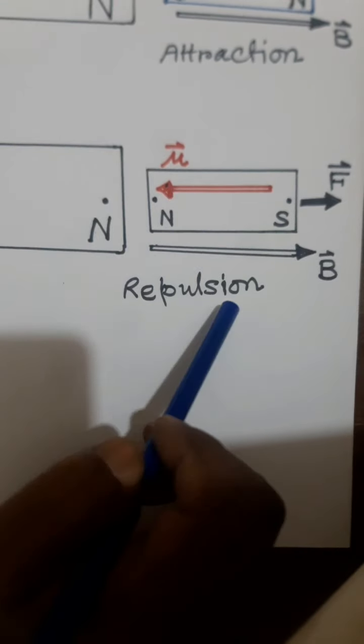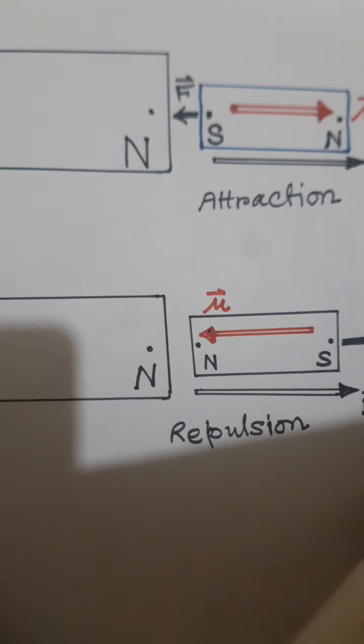resulting in a repulsion. Thus, the diamagnetic property of a material may be visualized from the creation of an opposite magnetic dipole moment under the action of the applied field.